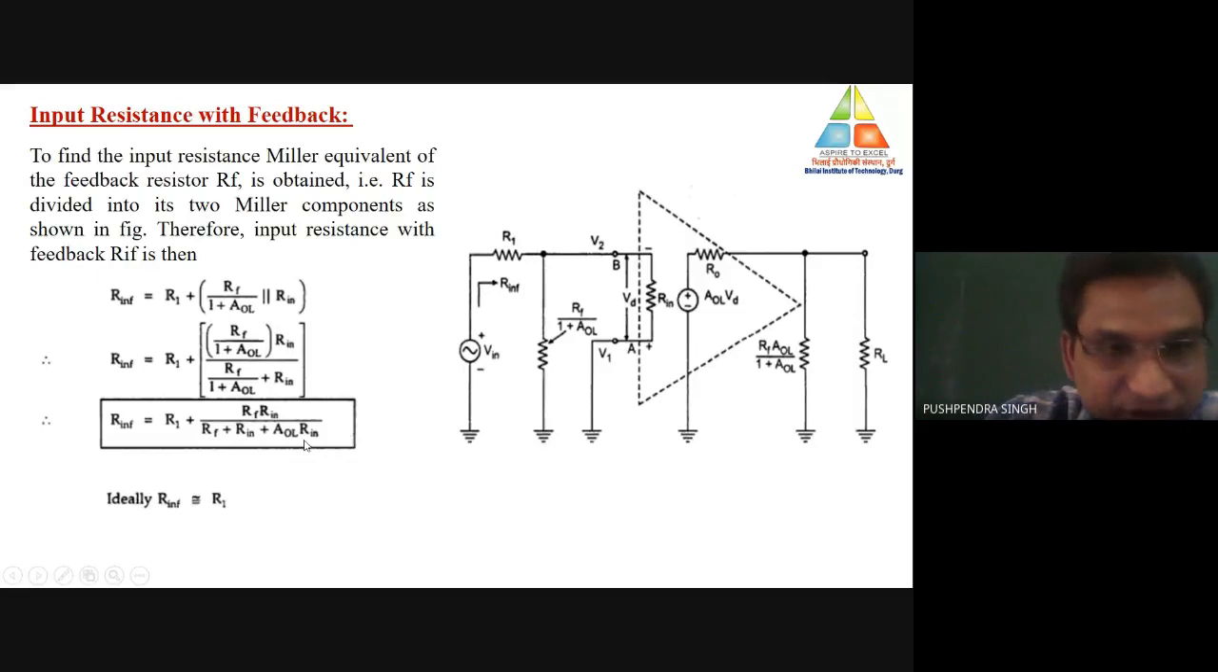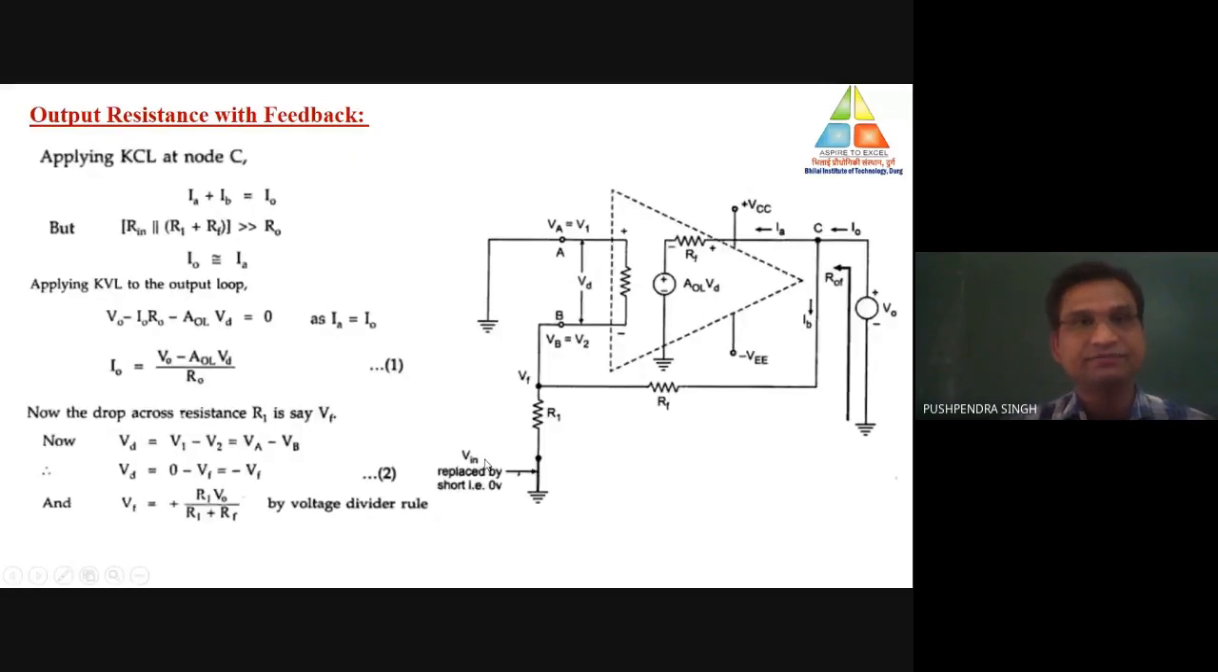But ideally, what is the value of gain? Gain is maximum. When gain is maximum, this whole term will be 0. So when it is 0, input resistance with feedback will be nothing but R1, the input resistance. So whenever you want to calculate the exact expression for the input resistance with feedback, use this one, or ideally input resistance R1 will be equal to input resistance with feedback. So this is the fundamental of how we can calculate the value of input resistance with feedback.